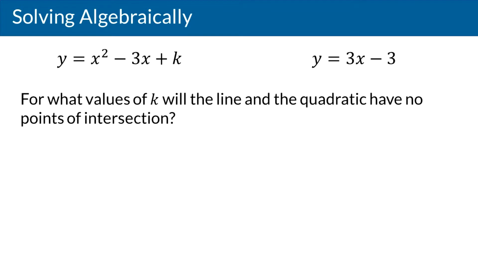Examining the problem graphically helps us visualize what's going on, but we want to also make sure that we have a good algebraic method of solving this problem. In this scenario, I'm curious to know for what values of k the line and the quadratic will have no points of intersection. If you think back to the graphical example you were just shown, you may already know the answer we're going to build to, but I want to walk through the steps for doing this algebraically.